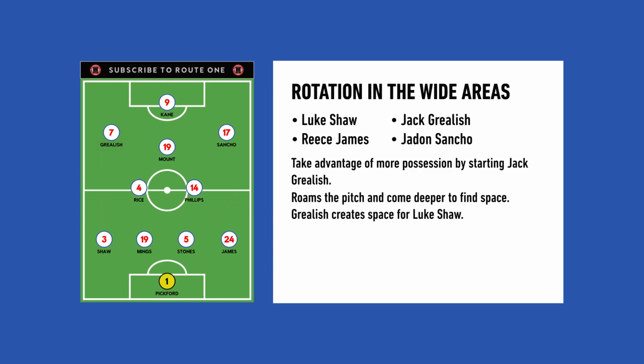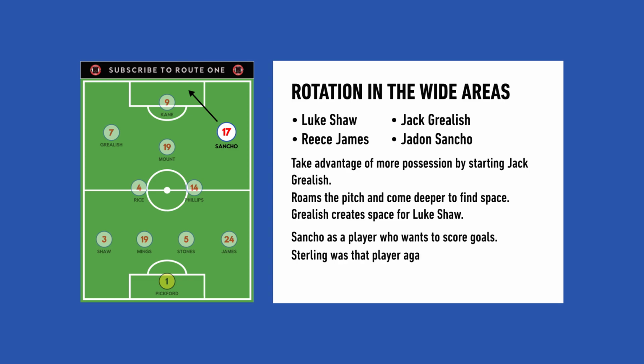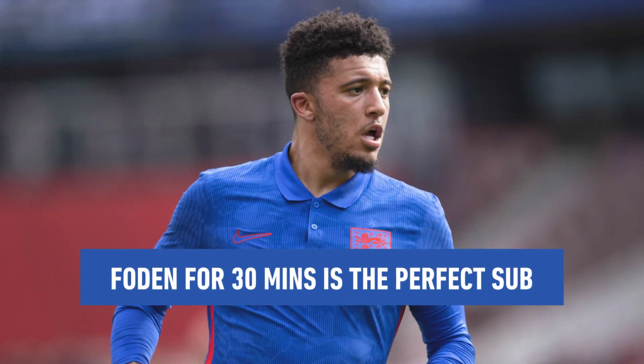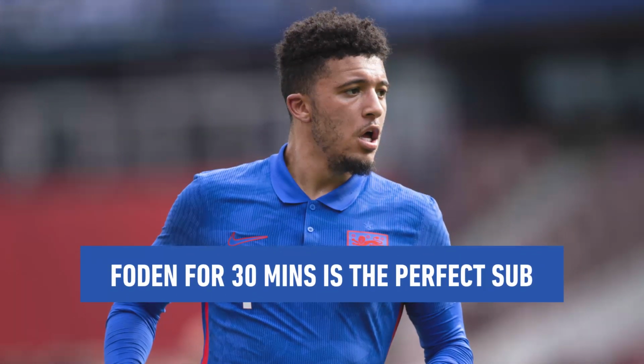Alongside the creativity you have in Grealish, Shaw, Mount and James, you have Sancho as a player making runs with the mindset of scoring goals. A balance which is needed. England had that with Sterling against Croatia, and even though he scored in that match, his finishing can still let him down. Let's see what Sancho can really do for England. We're yet to see it, but on a stage like this, let's try it. And if it doesn't work out, then Foden for half an hour is a brilliant sub to make.